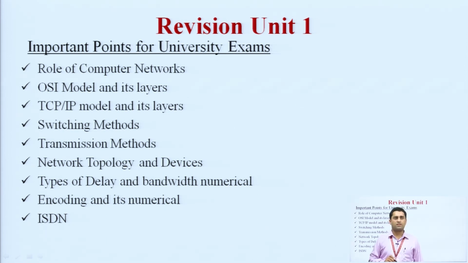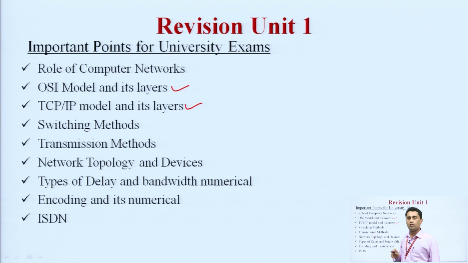Next is the OSI model and its layers. Might be there is a question: discuss the OSI reference model, why it is a reference model, what are the layers, explain the functionality of each and every layer. These types of questions come in 10 marks. This is very important. Then TCP/IP model. TCP/IP model means this is a lesser layer model which is practically implemented. Might be you will see one question related to the difference between the OSI model and the TCP/IP model. So, this is very important to understand first.